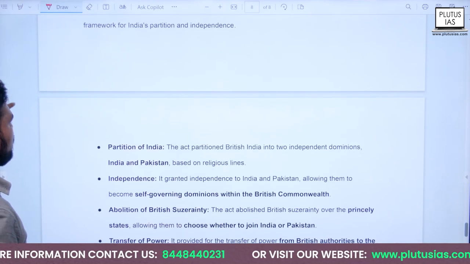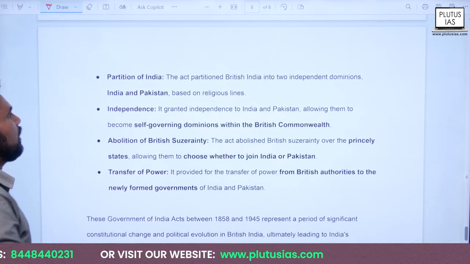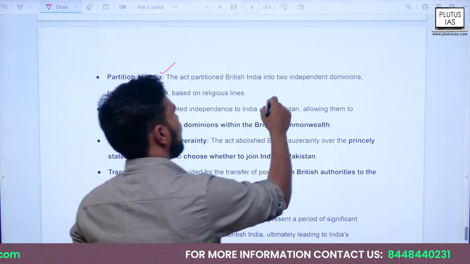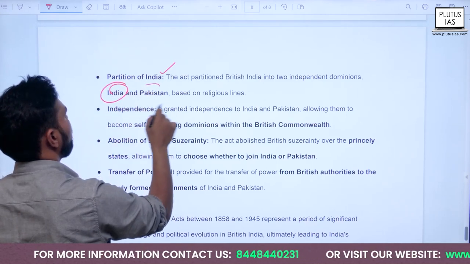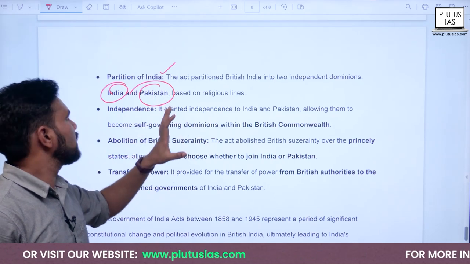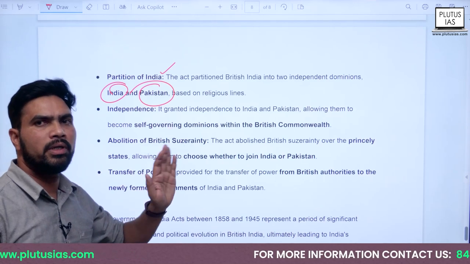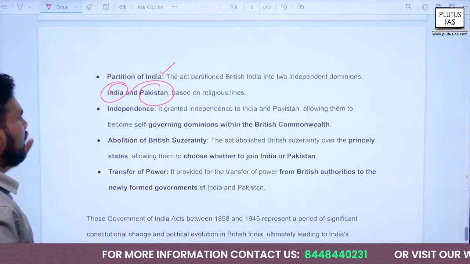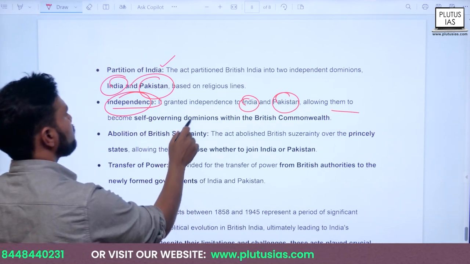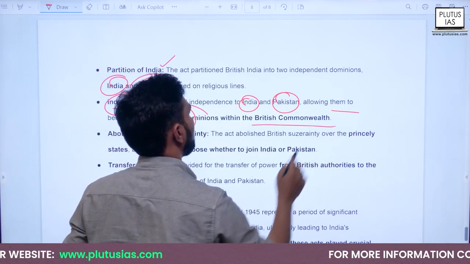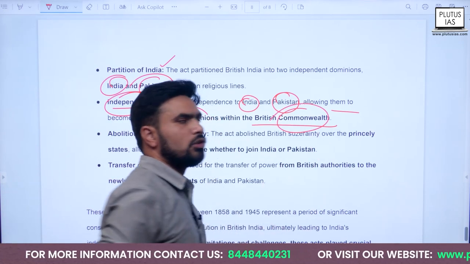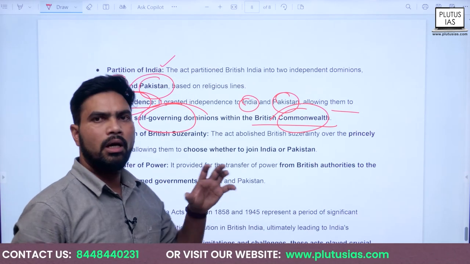Some of the important provisions in this Independence Act of 1947 are the partition of India. As we all know, the bitter result of independence is that India has been divided into two independent dominions, India and Pakistan. The undesirable result of the national movement, the independence movement, is the partition of India into two independent dominions. Independence has been granted to India and Pakistan, allowing them to become self-governing dominions within the British Commonwealth. However, it is up to India and Pakistan whether they want to join and stay in the Commonwealth or not.